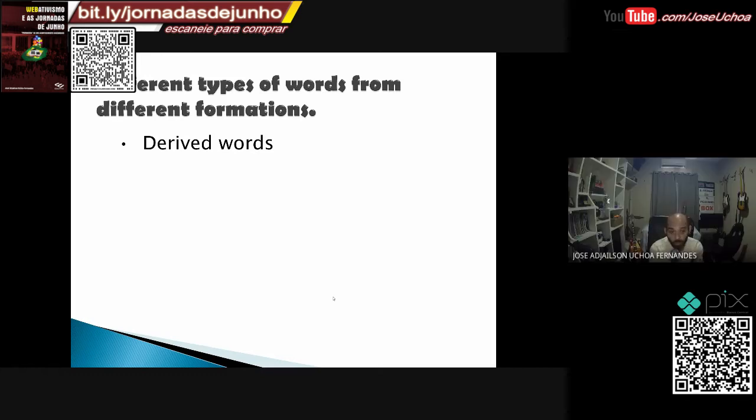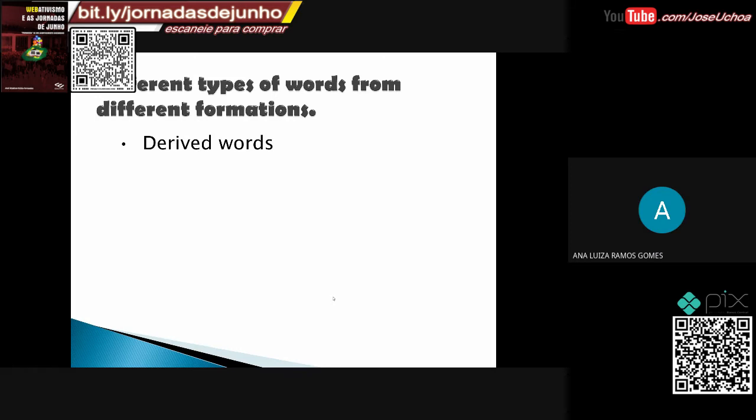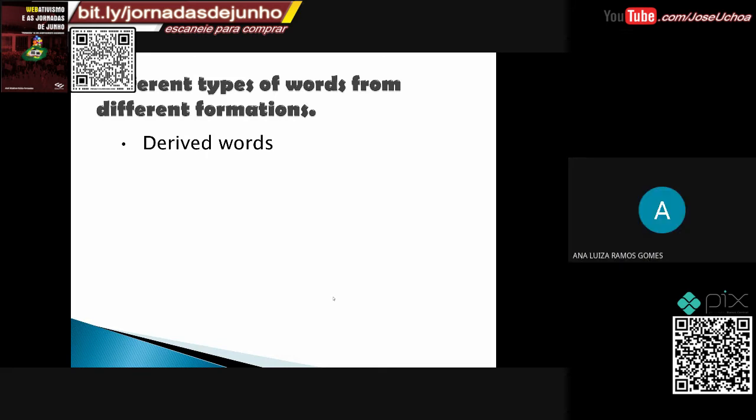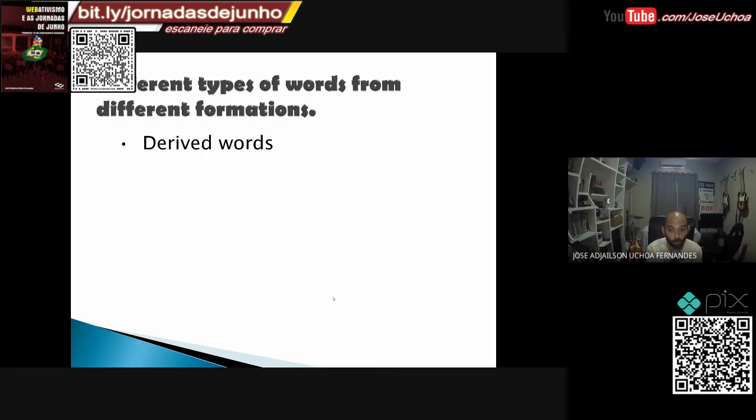Peraí, não necessariamente, né? Menino e menininho não mudou a classe. Menino é substantivo, menininho também. O que você mudou foi a intensidade.